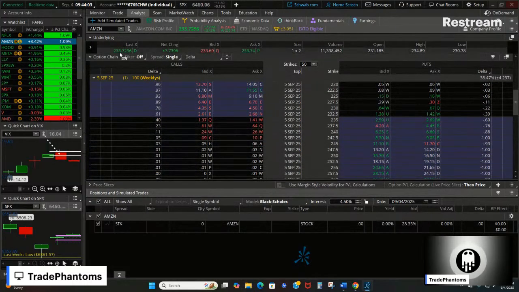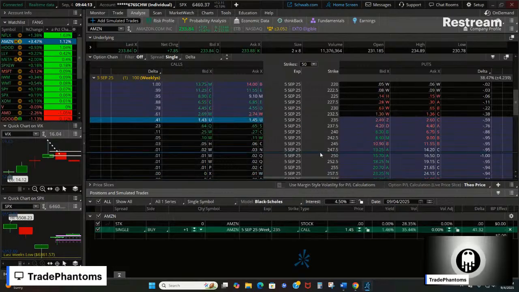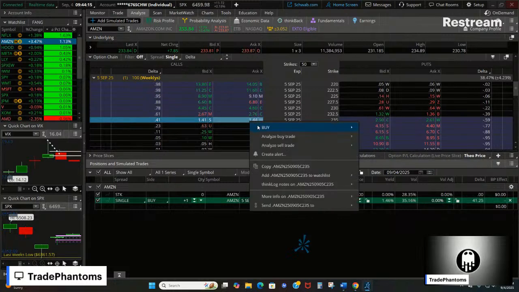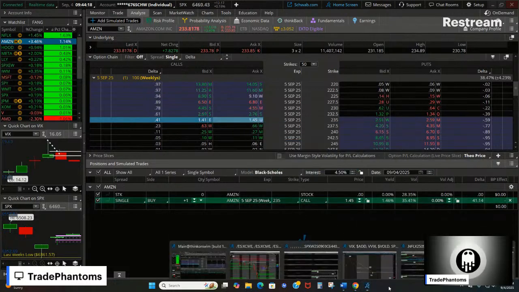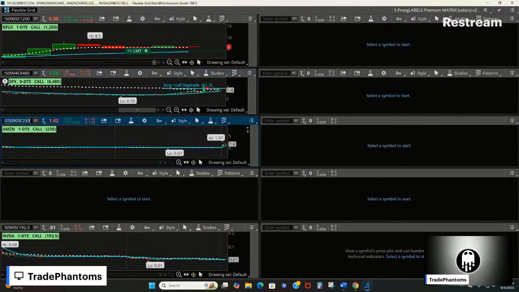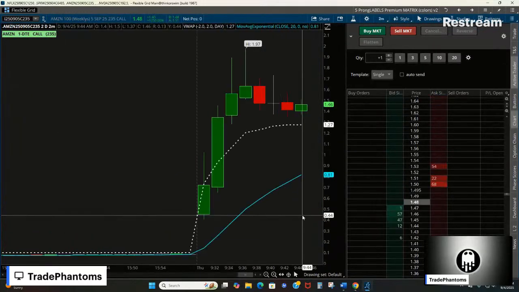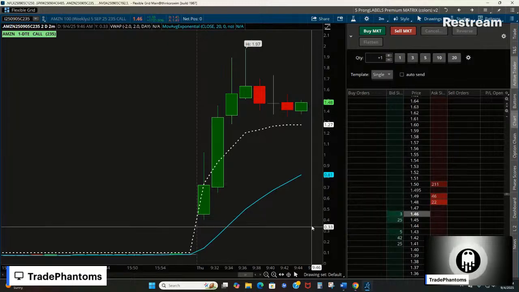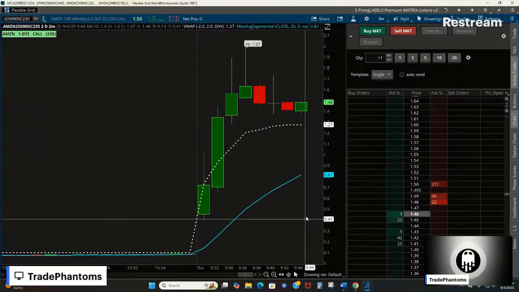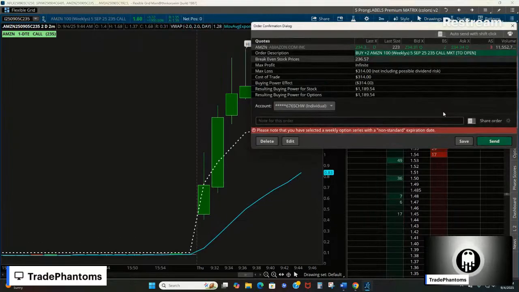Amazon, we're trading what, 233 handle ish. You pick up the 235 potentially in the event that this made a new high. This is Amazon here. These are going for about $1.45 on the Friday expiration 235 strike call. I can get it for maybe like $1 risk if I buy these for 148. I may stop loss at 48 cents, 50 cents here. So about $1 risk here.